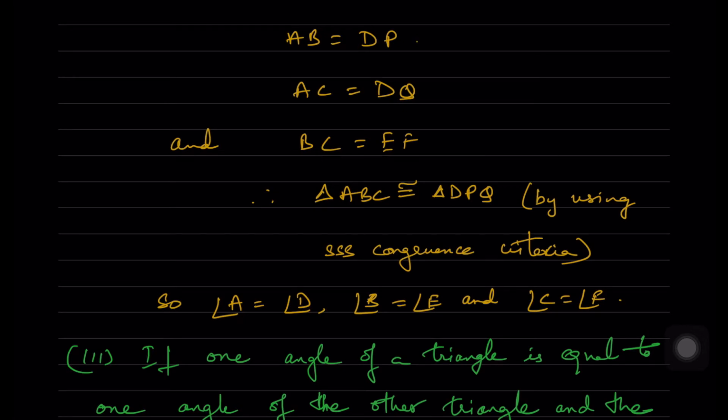By using the SSS congruence criteria, you can get that angle A is equal to angle D, angle B is equal to angle E, and angle C is equal to angle F, because DPQ and DEF both are similar. Therefore the corresponding angles are equal. Since the corresponding angles are equal, we can tell that angle B is equal to angle E, angle C is equal to angle F, and angle A is equal to angle D.